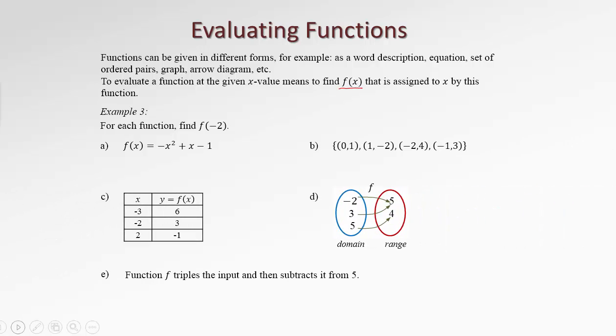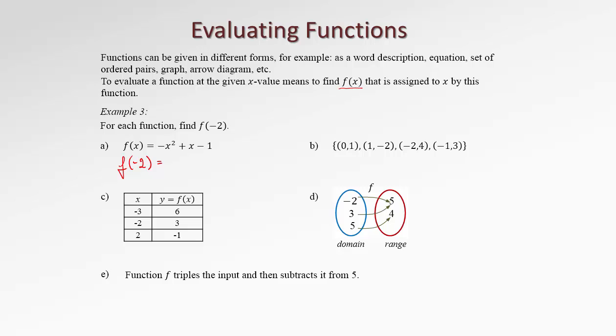So here we have a couple of examples. For each of the given functions, we have 5 different descriptions of functions. We need to find what f of -2 is. In the first example, the function is given by the equation. It's a quadratic trinomial. So to figure out what f of -2 is, we need to replace all occurrences of x by the input -2.